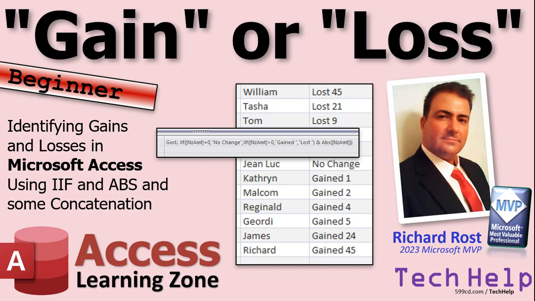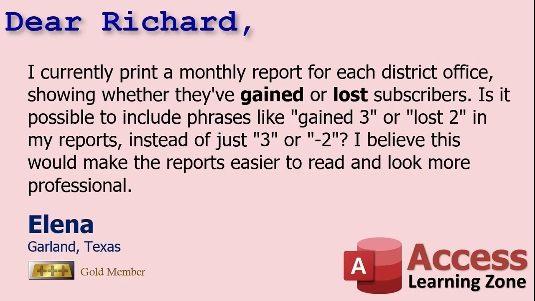So stick around. Today's question comes from Elena in Garland, Texas, one of my gold members. Elena says, I currently print a monthly report for each district office, showing whether they've gained or lost subscribers. Is it possible to include phrases like "gained 3" or "lost 2" in my reports instead of just 3 or -2? I believe this would make the reports easier to read and look more professional.